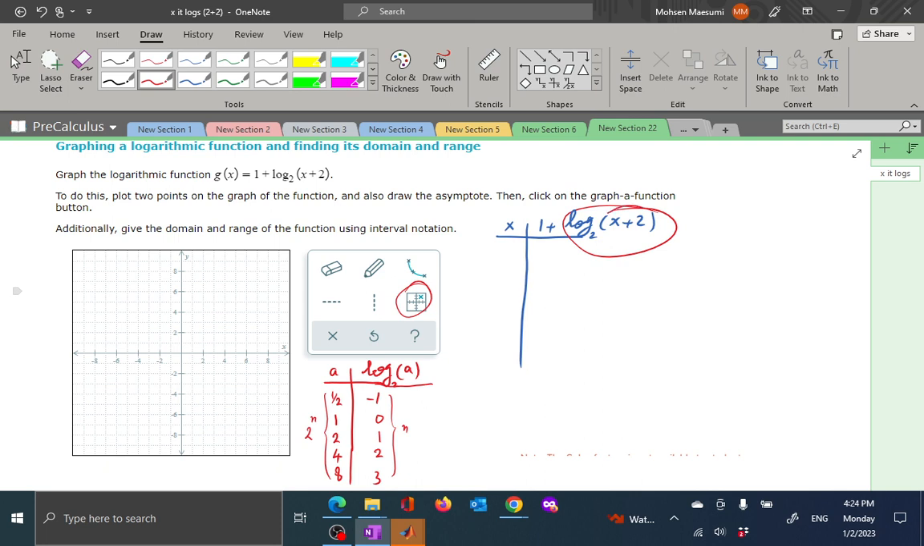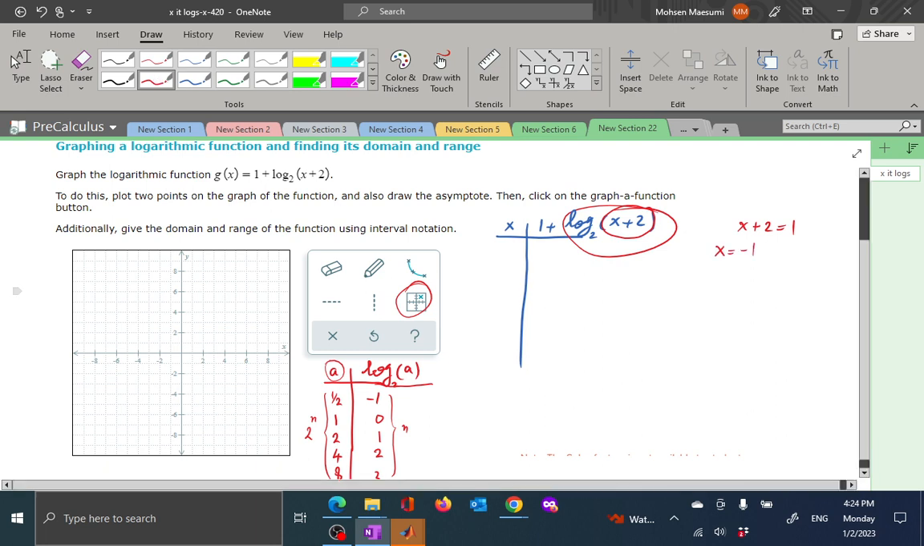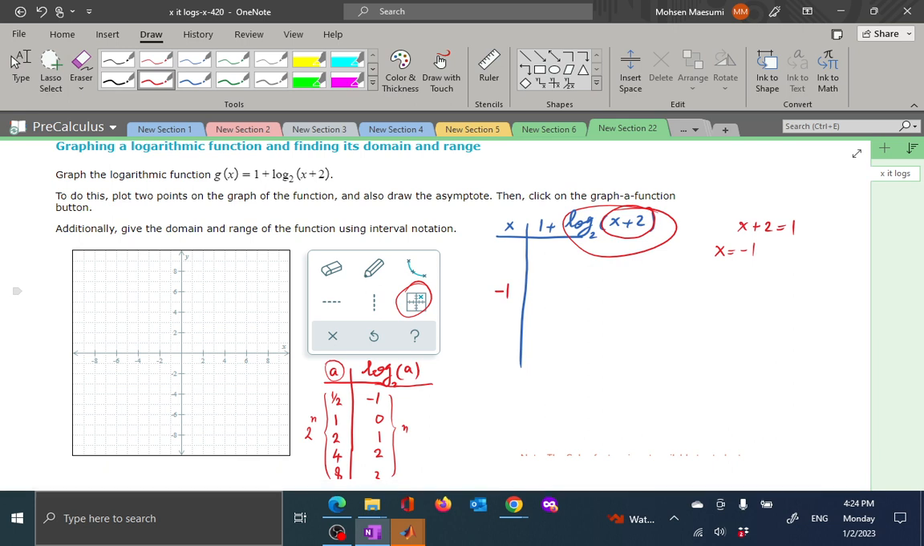Okay, that is for logarithm of a number in base 2. So now I say this x plus 2 better be one of these numbers. So for example, if x plus 2 is 1, then I'm calculating logarithm of 1 in base 2, which is 0. So this tells me use x equal to minus 1. Let me write it here. Minus 1 plus 2 is 1. Logarithm of 1 base 2 is 0, and I get 1.